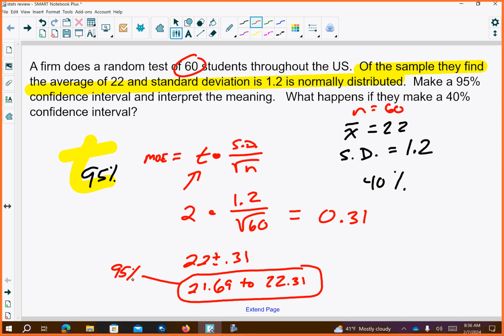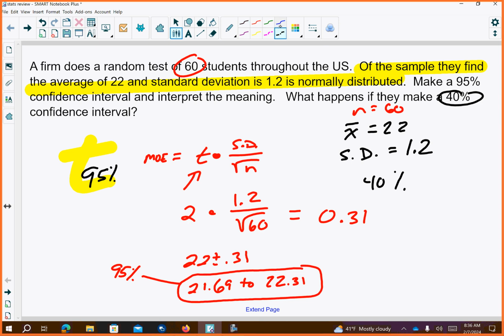This means if we did 100 samples of 60 students throughout the United States, 95 out of 100 of our tests would fall within our confidence interval. Okay?